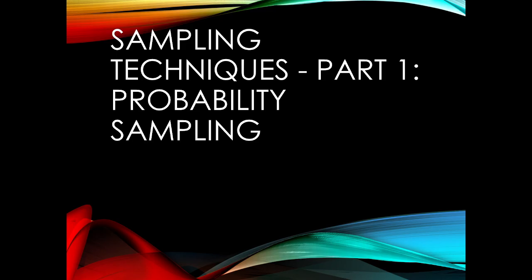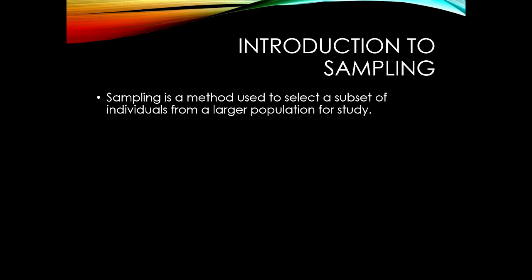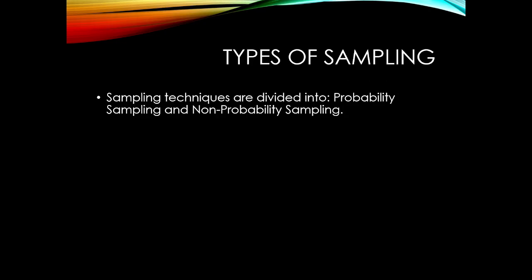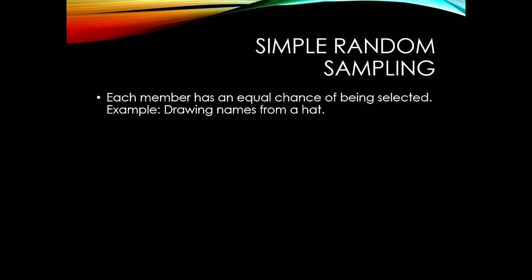Sampling technique is broadly categorized into two. The first one is the probability sampling technique, and we have the non-probability sampling technique. In this video, we'll be focusing on the probability sampling technique, and in another video, I'll be talking about non-probability sampling technique. In probability sampling technique, we have various types: the simple random sampling technique, the stratified sampling technique, the systematic sampling technique, the cluster sampling technique, and the multi-stage sampling technique.